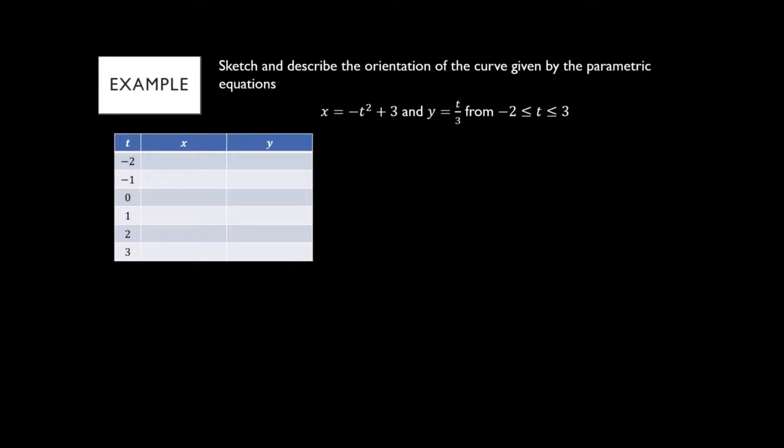I already created a table, and I'm just doing my values for t from negative 2 to 3. Then you fill in your table for x and y by plugging those into your equations. The thing you want to be very careful about here is that you're plugging the correct numbers into the correct equation, because you've got two equations here. So you want to be very careful you're plugging in the correct stuff.